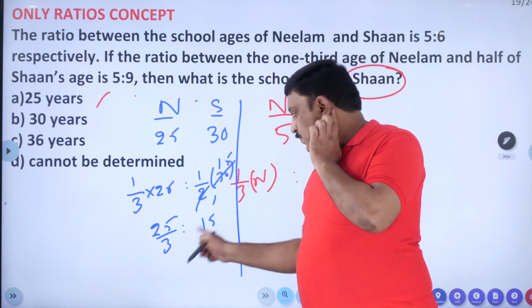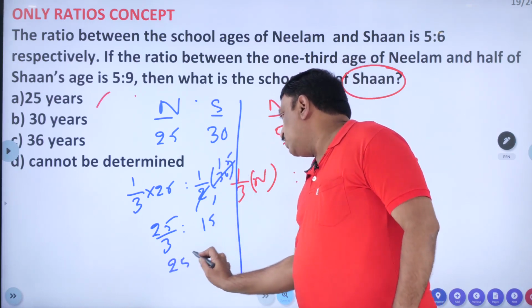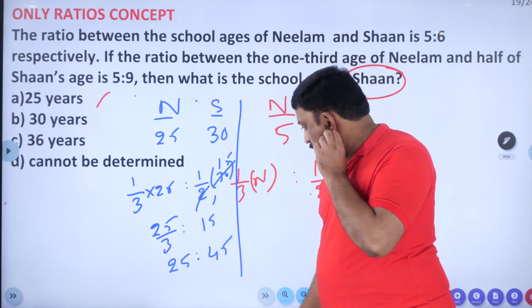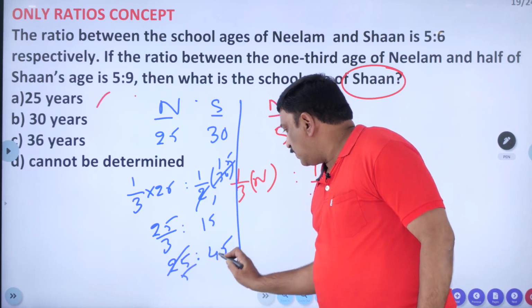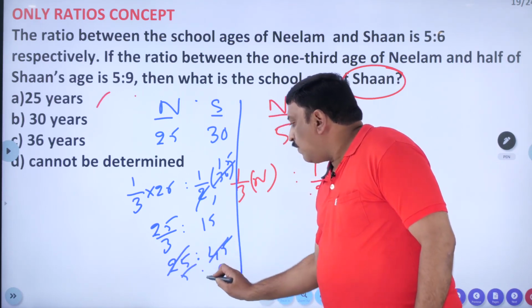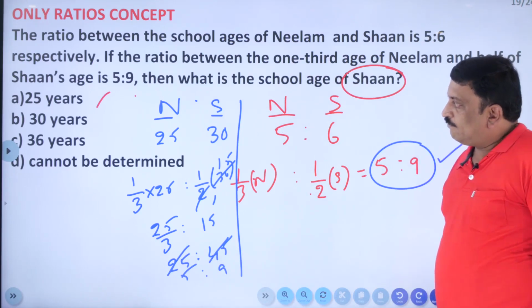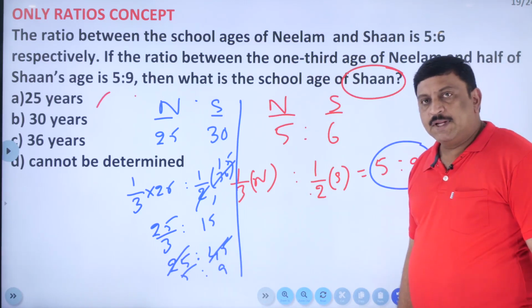Again, cross multiply this one, that is 25:45. Then 5 5s, 5 9s. Okay, 5:9. Yes, we got that one. 5:9. Right?